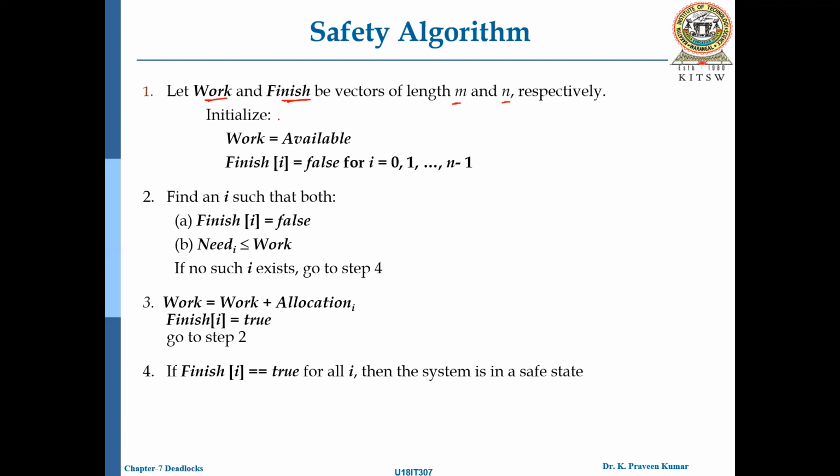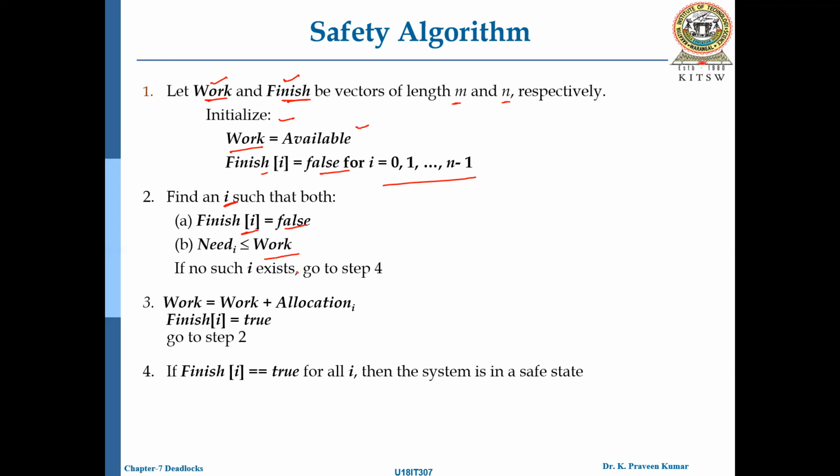So initialize Work equals Available. Work is a vector and Finish is a vector. Work equals Available. Finish of i equals false for i equals 0 to n minus 1. Second one is find such an i. You have to find an i such that Finish of i equals false and Need of i must be less than or equal to Work.